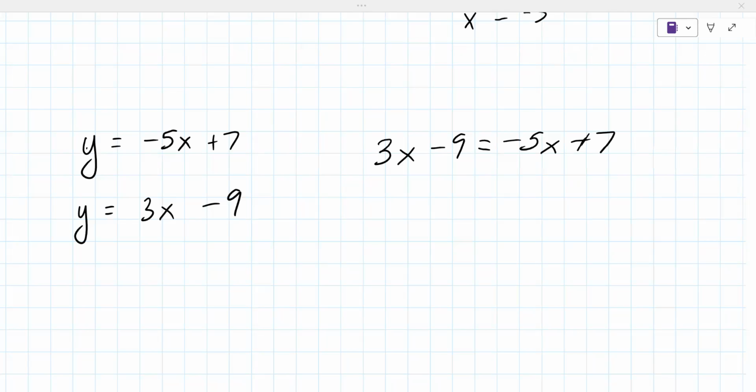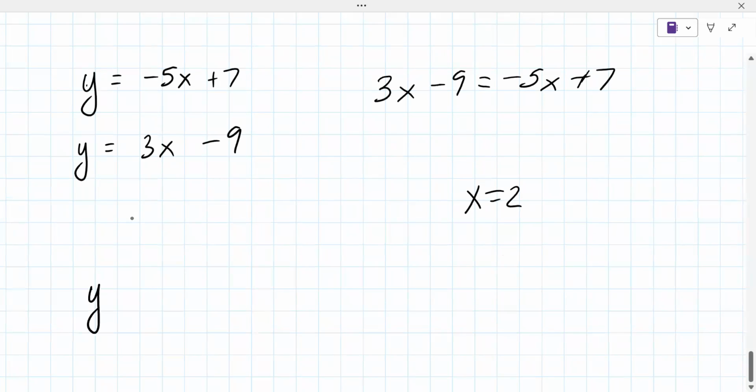Is the answer x equals 2? It is x equals 2. Good. Now the good news is that we finally got through one of these, but there's actually more to do. So once you solve for one of the variables, you have to put it back into one equation or the other. So I'm going to choose this equation right here. y equals 3 times 2 minus 9. 6 minus 9 is minus 3.